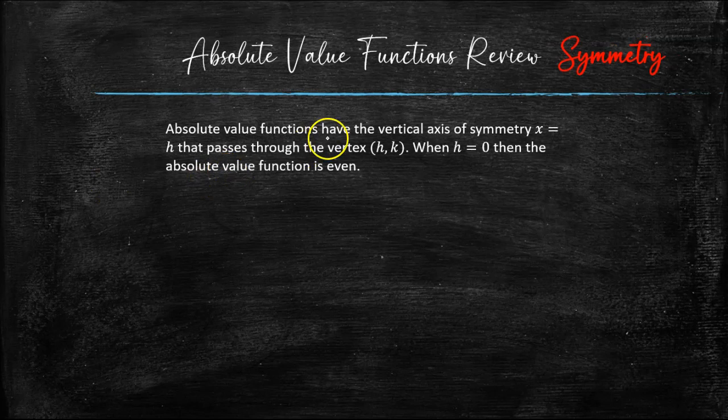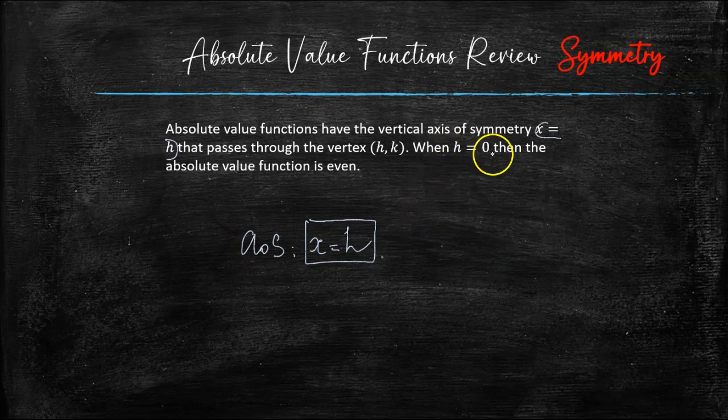Now, when it comes to symmetry, absolute value functions do have the axis of symmetry that passes through the vertex, and whose equation, so it's going to be a vertical line, and its equation will be x equals h. I actually have it right over here. And this is what I call axis of symmetry.